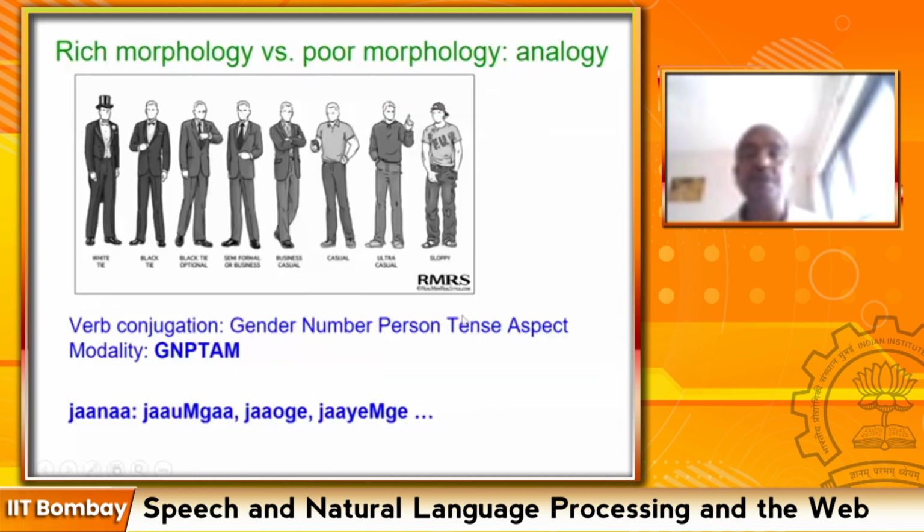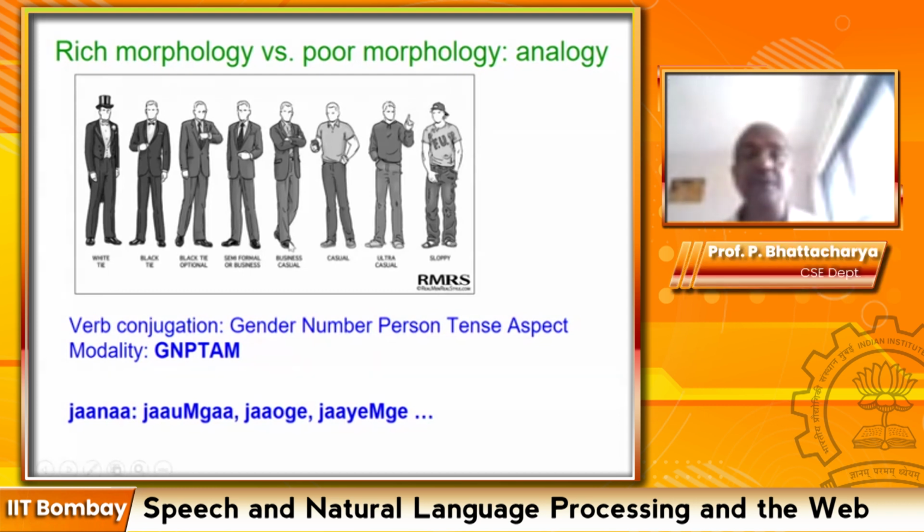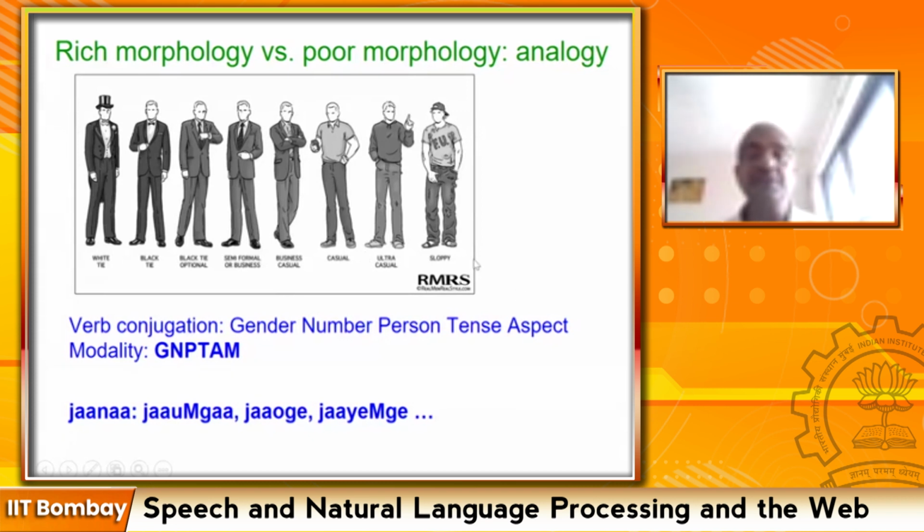So now rich morphology and poor morphology. Languages fall in a spectrum starting from very poor morphology, which is like Chinese, to very rich morphology, which is, let's say, Hungarian, Arabic. And in our country, Tibeto-Burman languages like Manipuri, Garo, and Tamil. And weak morphology in our country is Bengali, Assamese, and so on. But they're still richer than English morphology.